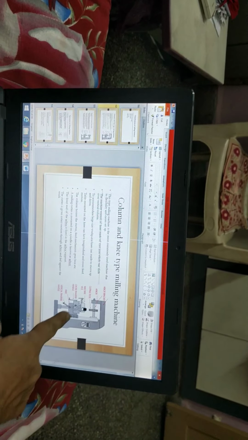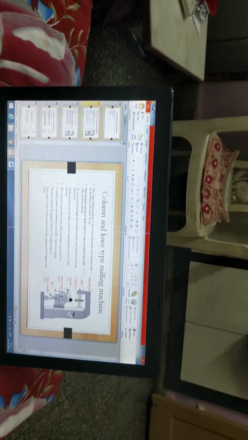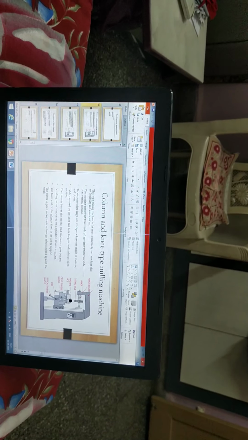Basically, column is there. On that column, knee is there. On the knee, the workpiece holder is going to be kept, and on that workpiece holder we are clamping the workpiece, and that workpiece is having longitudinal movement as well as transverse movement, and we are feeding the workpiece towards the tool, towards the cutter.